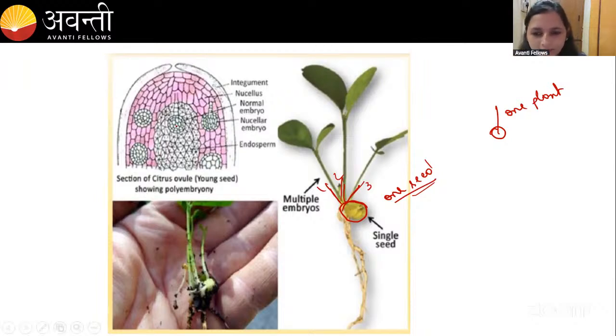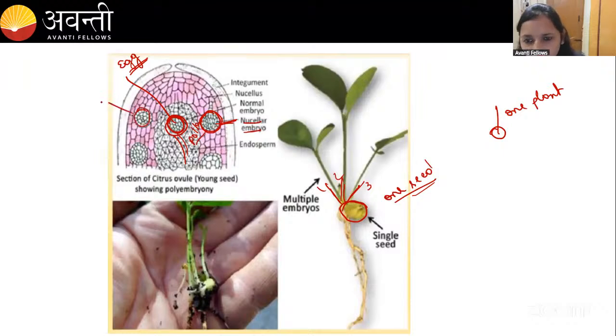So here you can see in this diagram, this is the embryo formed from the egg. See here, guys, this embryo is formed from the fusion of the pollen grain's sperm and the egg, forming the zygote, right? This is that embryo. And this embryo is formed in the nucellar region, right? This is formed from the nucellus. And this also is an embryo formed from the nucellus, and this is also formed from the nucellus.